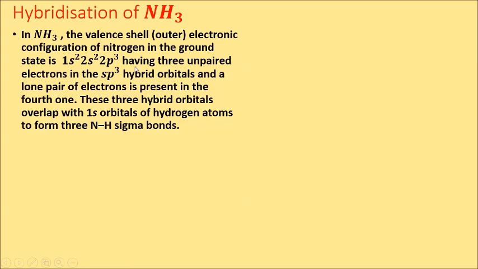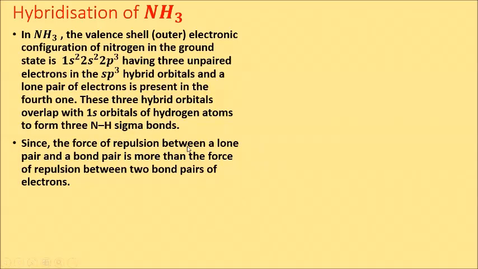Then how many 2s electrons are there? Here it is paired. So we have 4 sp3 hybrid orbitals, but one holds the lone pair. We will use 3 sp3 hybrid orbitals for overlapping with the hydrogen atoms. That is, the s orbital of hydrogen will overlap with the 3 sp3 hybrid orbitals, and the fourth one is the lone pair. So we get 3 N-H sigma bonds.